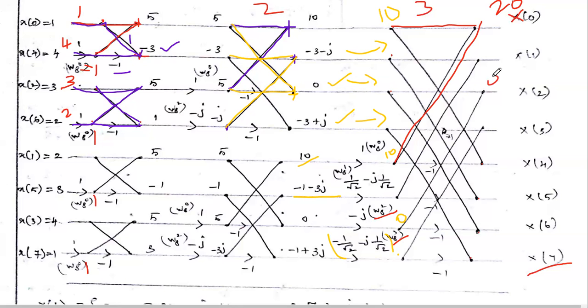So here 0. Okay, then in the third line, minus 3 plus j, plus the minus 1 plus 3j multiplied with this minus 0.707 value, we will get some value.